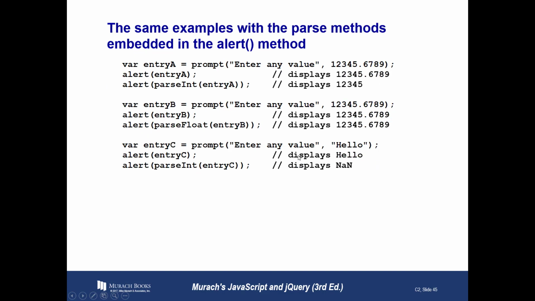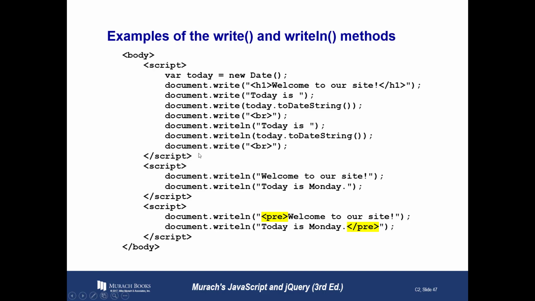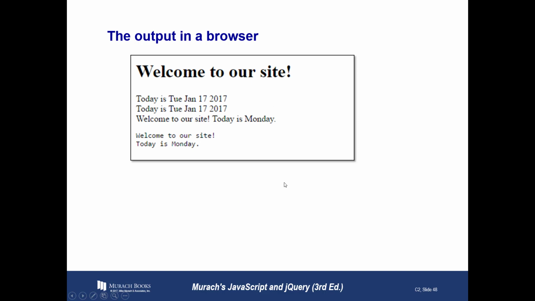Some more examples. With the document object, you can use the write method or the writeln method if you so desire to write information right to a web page. All right, and they've got some examples right here. And that's what you get.